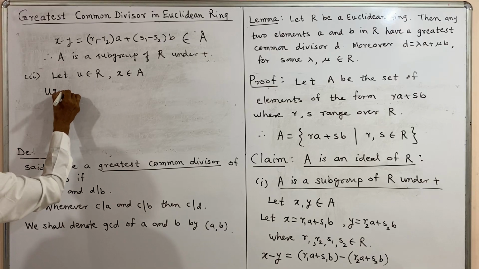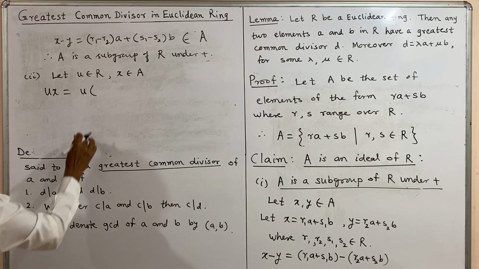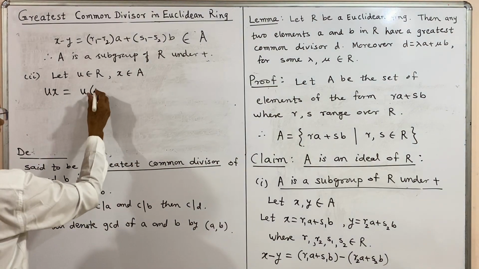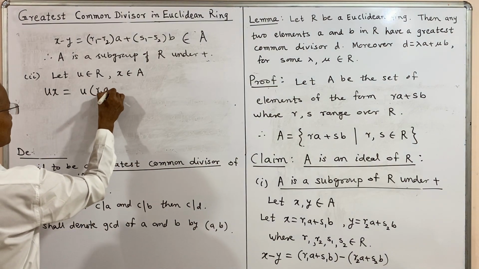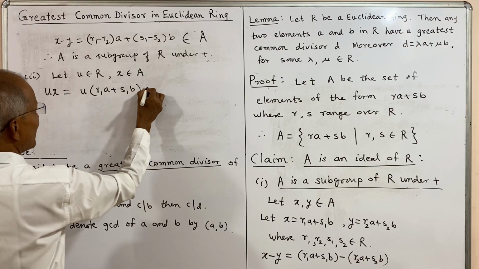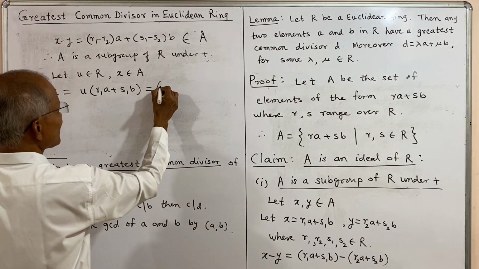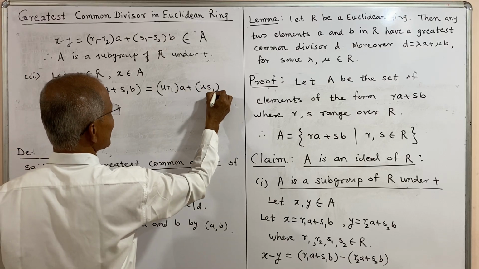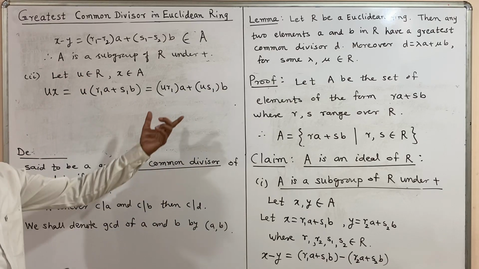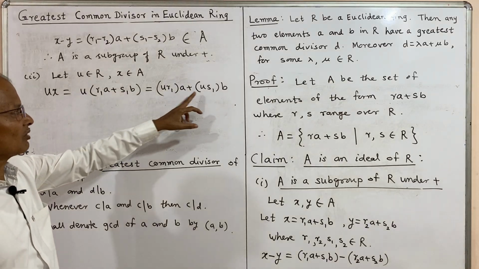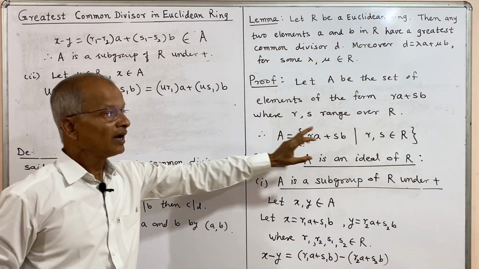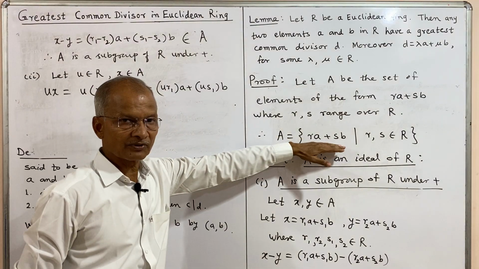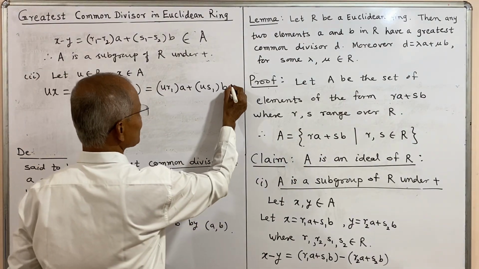Then U into X is equal to, U is an element of R, and X we take the same element in A. X belongs to A, that is R1A plus S1B, and this can be written as U into R1 times A plus U into S1 times B. And again we see that this is a combination of A and B of this type, and therefore this belongs to A.